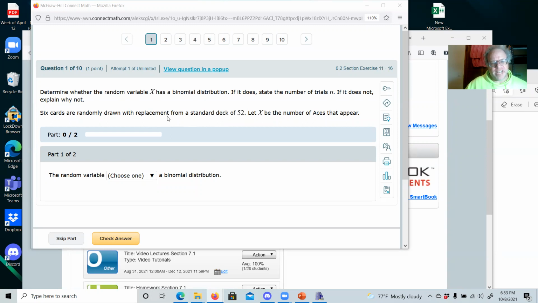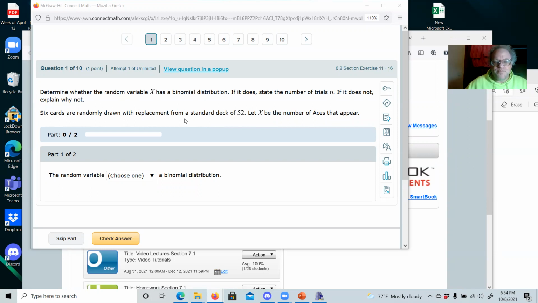So in this case, they changed it a little bit. 6 cards are drawn randomly with replacement, so we're putting them back, from a standard deck of 52 cards. By the way, that's an American standard deck. Some other countries, like I think Argentina, use a different number of cards in their deck. Let X be the number of aces that appear.